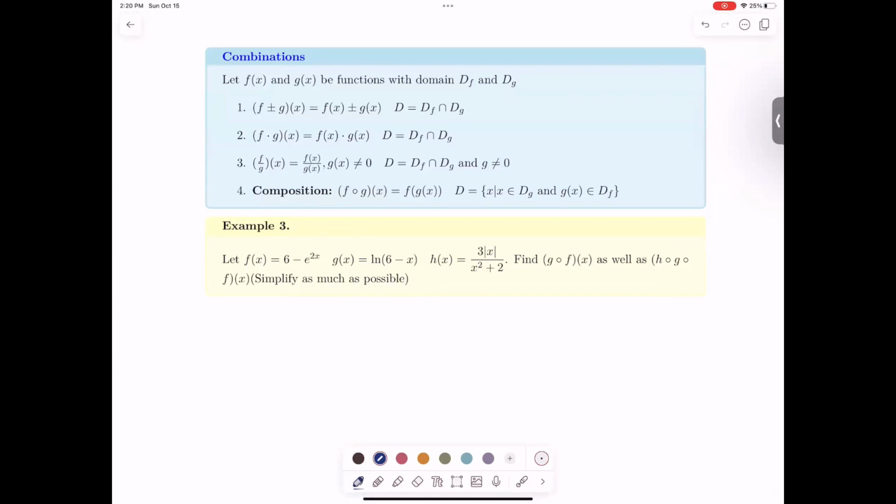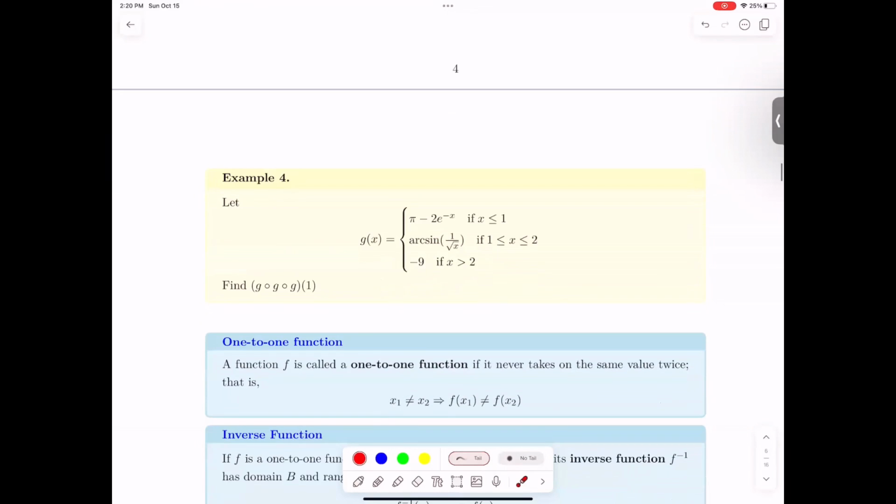I'm gonna talk about combinations. So if you add functions together, multiply them together, divide them, or you do function composition, how is it gonna affect the domain? Okay? For the first three, it's always you take their intersection. It's always you take their intersection. But the last one is slightly different. You need to care a bit more.